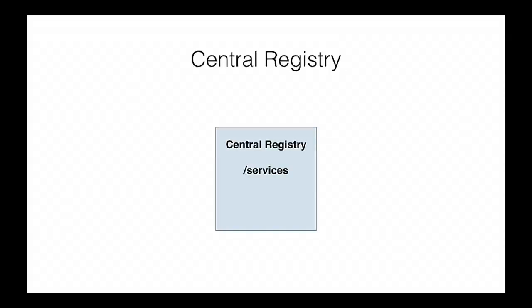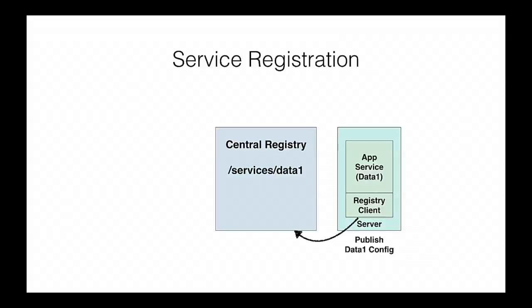First, they discovered that there needs to be some sort of central registry. And generally, the central registry looks like a file system, except it has on its nodes some configuration information. So the idea is, when there is a service, so here we've got our app service and our registry client, when it needs to publish config information, it simply says, hey, I'm right over here. And he says, well, I need to go and talk to the central registry to let who else might be interested know that. So he does that.